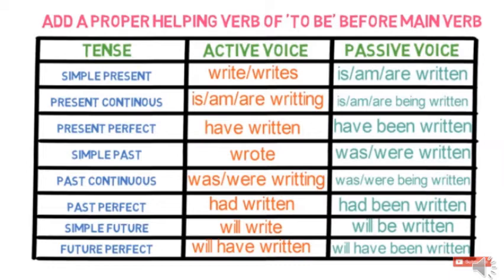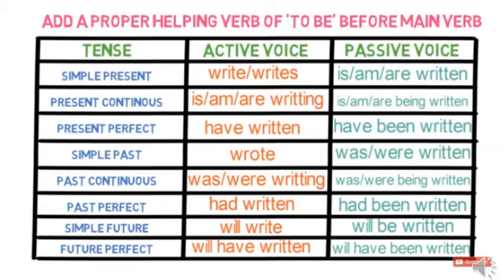In active voice, we have verbs first form write or writes, while in passive voice we add is, am, are depending upon whether the subject is singular or plural, and written, which is the third form of verb. Second, for present continuous, in active voice we have is, am, are depending upon subject whether it is singular or plural, and writing, while in passive voice we add being helping verb with is, am, are and written verb third form as a verb.